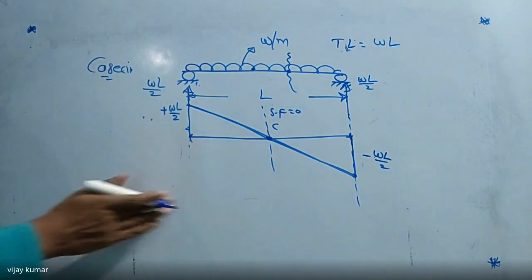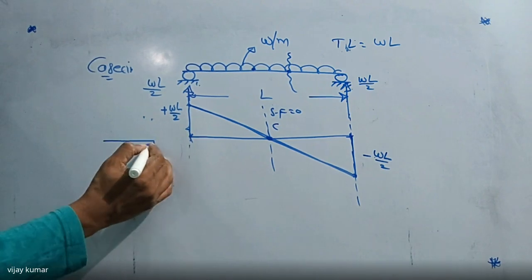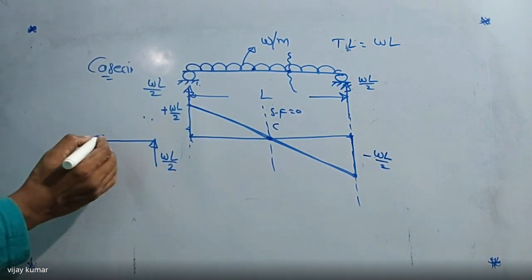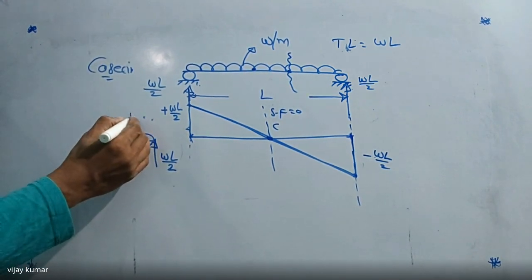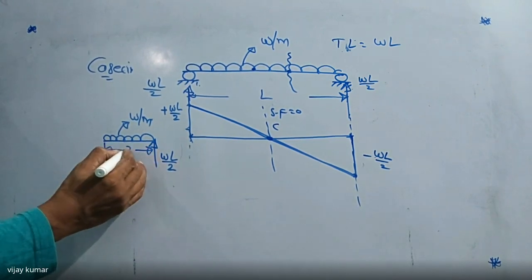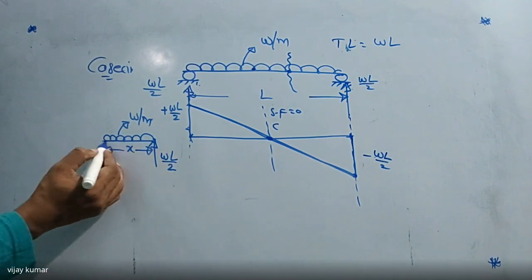So here I'm writing this portion. This load is nothing but the reaction, WL by 2. And this is the UDL, that is W per meter. And this one we are going to assume as X. Now, what is the total load on this beam up to this portion?